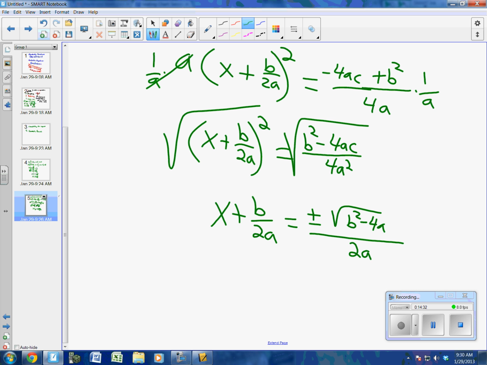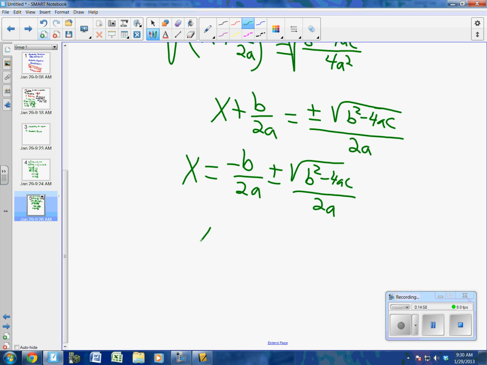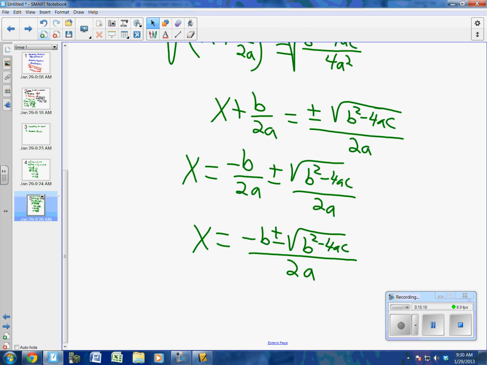And then we're going to subtract the b over 2a from both sides. Sorry, that's 4ac up there. Okay, thank you. Then I'm going to subtract that from both sides. I'm going to get negative b over 2a plus or minus the square root of b squared minus 4ac all over 2a. Now, you'll notice that the denominators are both the same. And so we are going to combine that to be negative b plus or minus the square root of b squared minus 4ac all over 2a. All right, you guys, guess what this is?